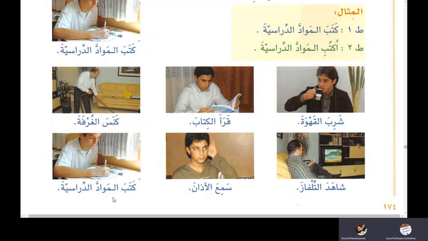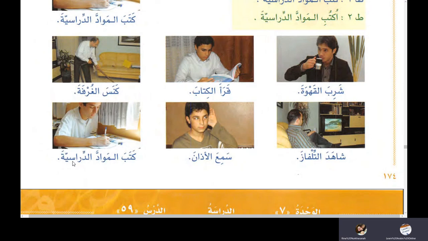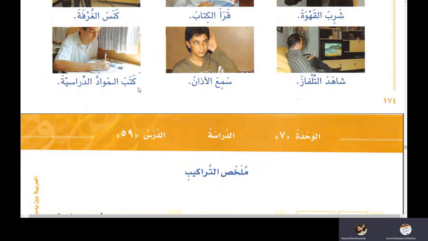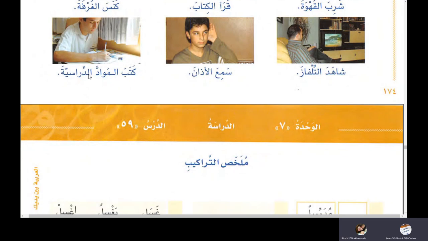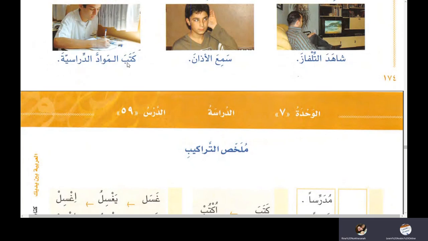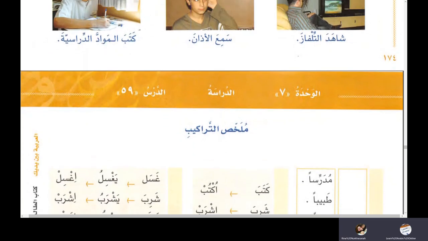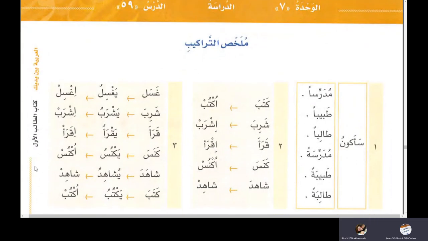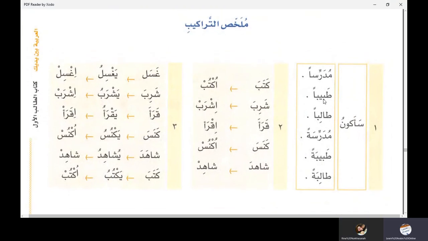And then talibul awwal katabal mawadda darasiyyata. And then talibus sani uktubil mawadda darasiyyata. Hold for a minute, it's time for azan here. Okay.